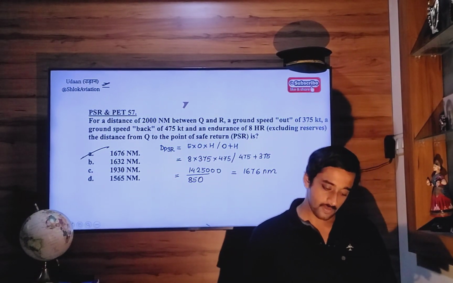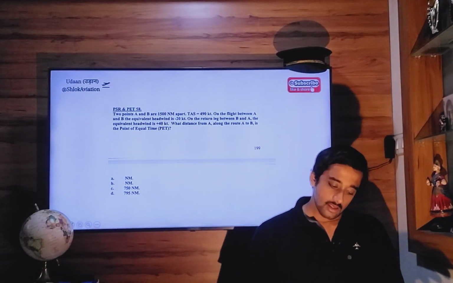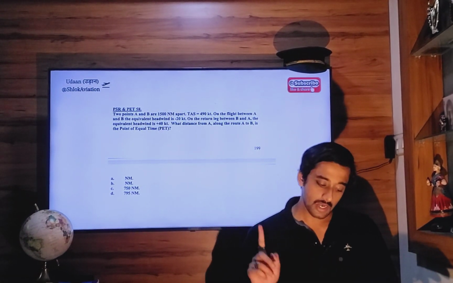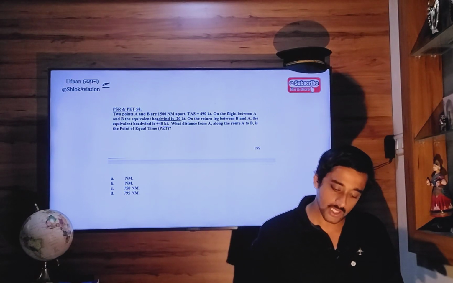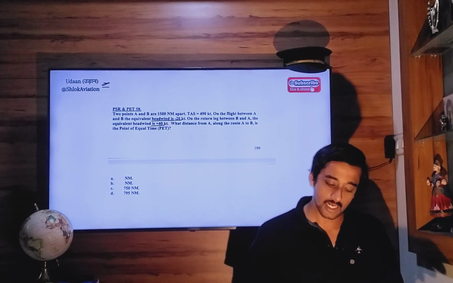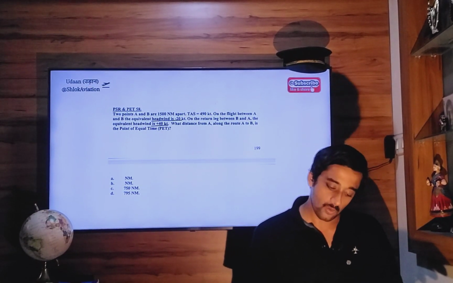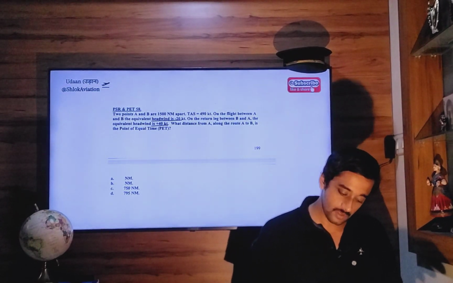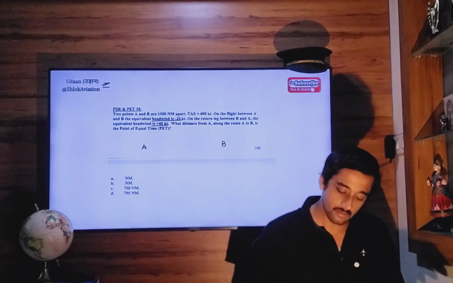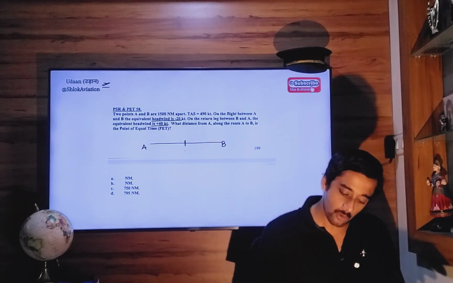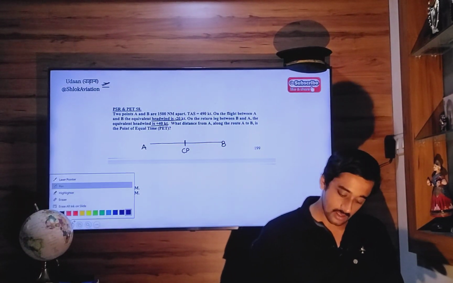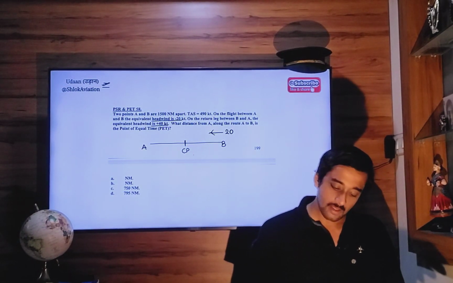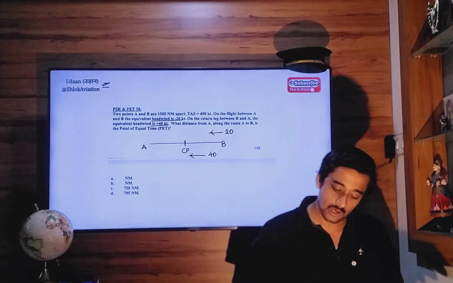So option A. 58. Now, 2 points are separated by 1500. On flight between A and B, headwind is minus 20. On the return leg, it is a tailwind of plus 40. What distance from A is the point of equal time? So, you're flying from point A to point B. There is a critical point in between. Flying outbound, there is a headwind of 20 knots. Flying homebound, there is a tailwind of 40 knots.